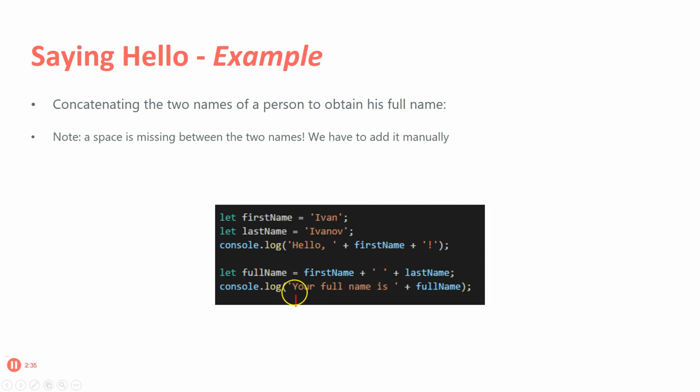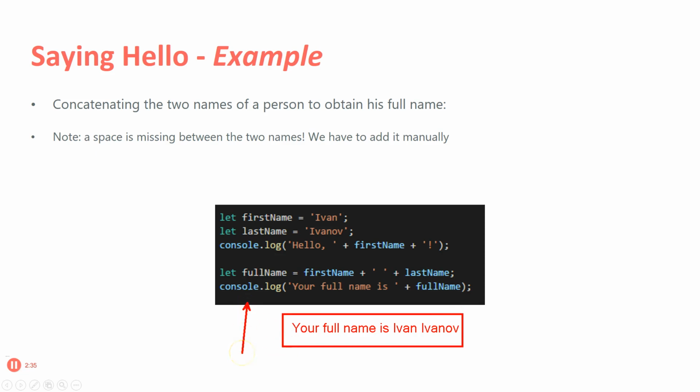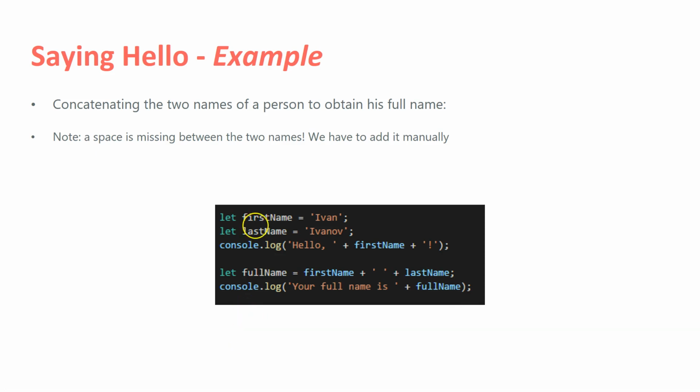And I'm printing on the console 'Your full name is', and here we're getting the value of firstName. After that we have the space that we added, and then the second name. And this is the result, this is what you'll see on your console.